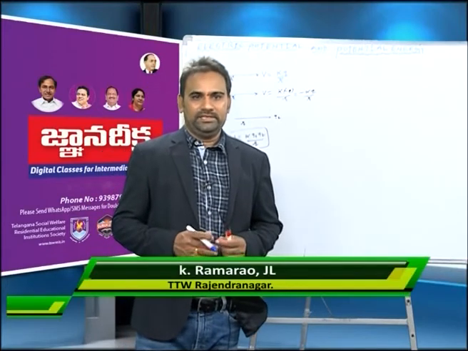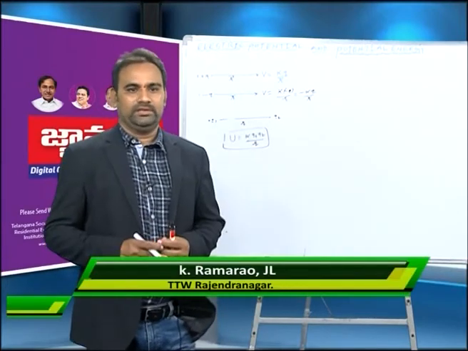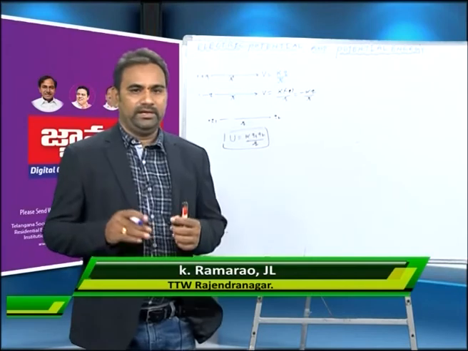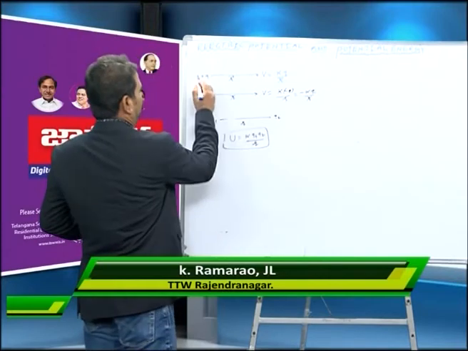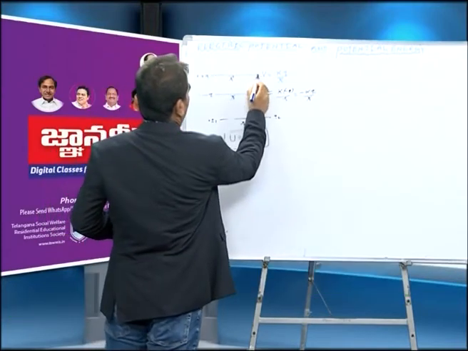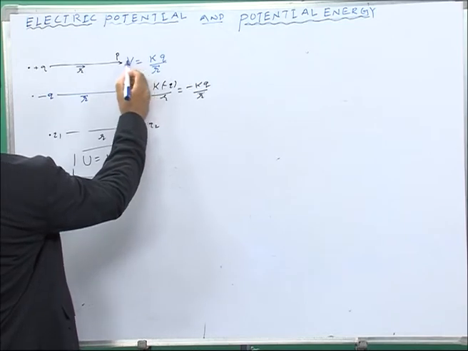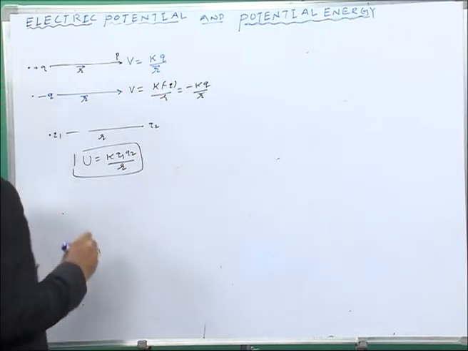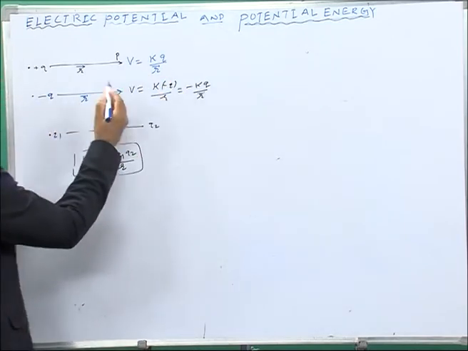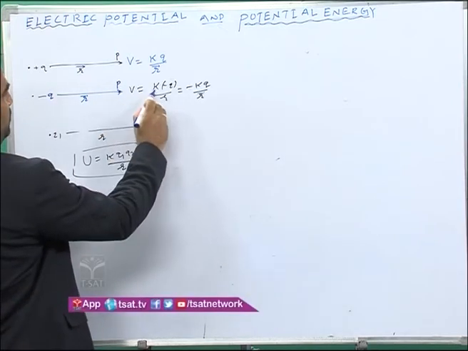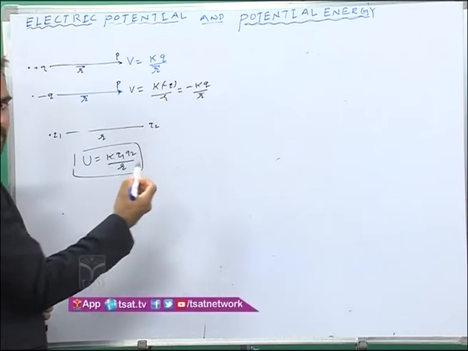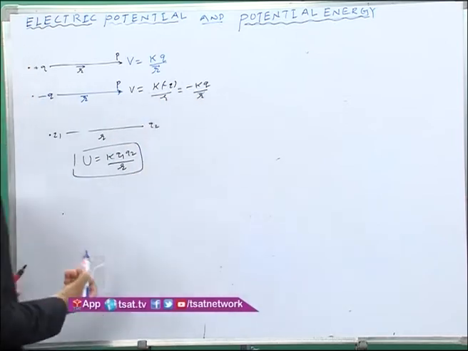Physics lecturer in IIT. Today I am going to start electrostatics and potential energy. For a point positive charge, the electrical potential at a point P is given by V is equal to KQ upon R. Due to a negative charge, the potential at a point P is given by V is equal to K into minus Q upon R, that is equal to minus KQ upon R.